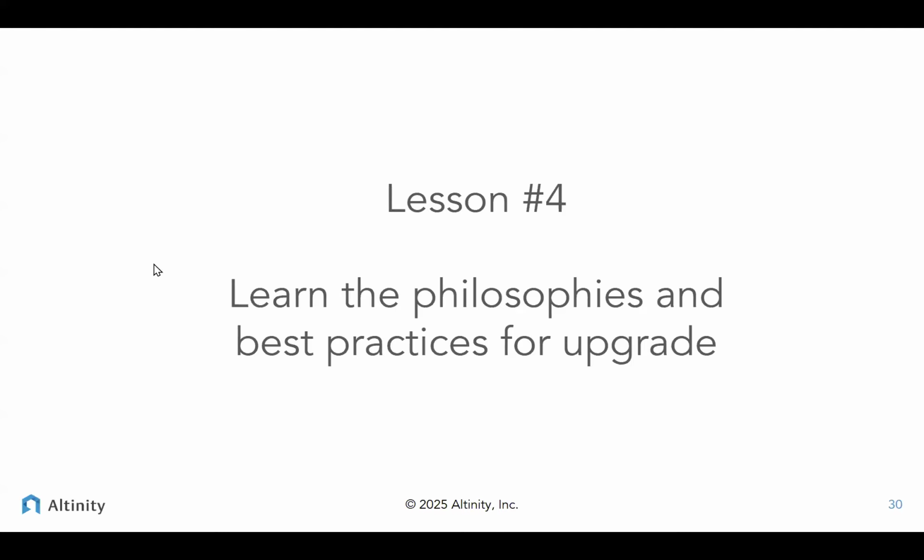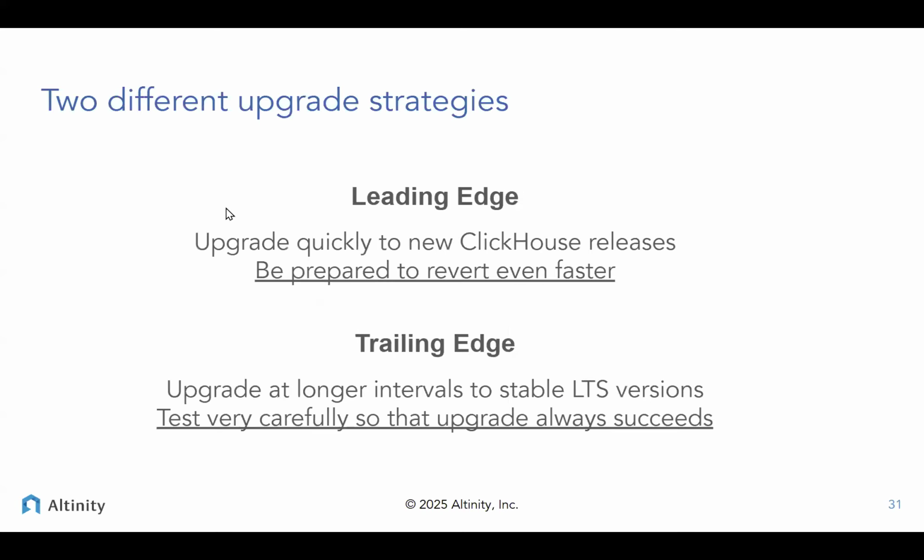So ClickHouse is a big open source project. In any given year, several hundred unique GitHub users contribute merges. They all get put into the project. They appear in builds. It's changing fast, and what that means is there's actually a couple different strategies for upgrading.